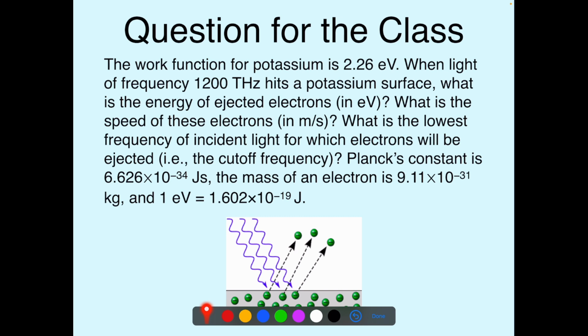Okay, so to do these calculations, we need to know a few things. This is Planck's constant, this is the mass of an electron, and then this is the conversion factor between electron volts and joules. So that's basically everything we need to know. So pause the video, try to work this one out, then come back to it once you have some answers.